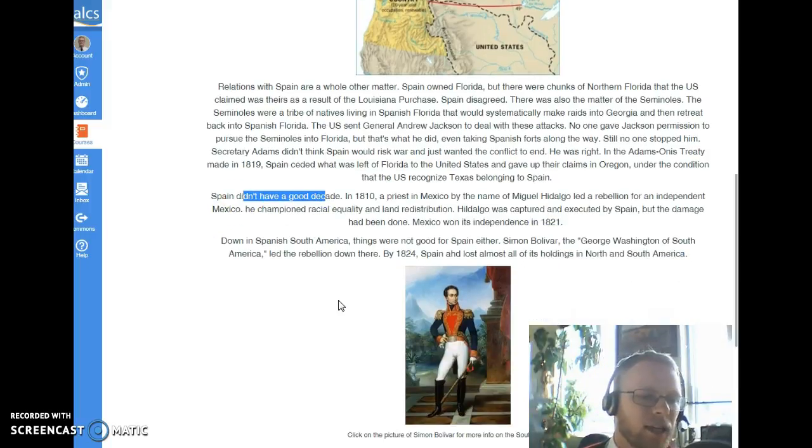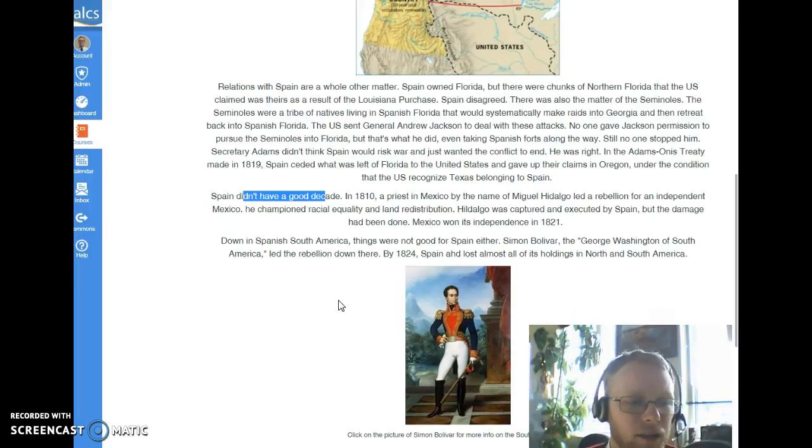Spain didn't really have a good decade. They weren't very well off in the early 1800s. You see, in 1810, a priest in Mexico by the name of Miguel Hidalgo led a rebellion for an independent Mexico. He championed things like racial equality and land redistribution. You see, there was a wage gap sort of problem there, where they treated the natives basically as slaves in a very structured hierarchy. He wasn't all about that, so he started the Mexican independence movement. He didn't end it. He was executed by Spain, but his damage was done. Mexico won its independence by 1821.